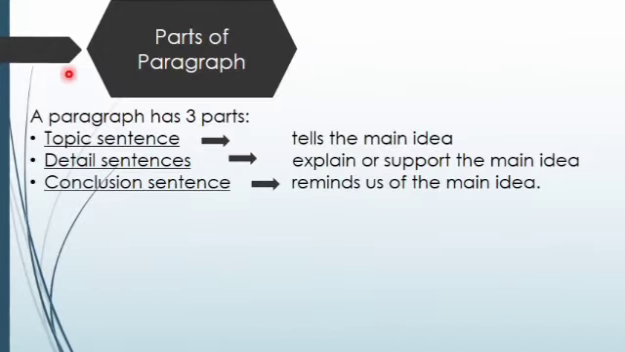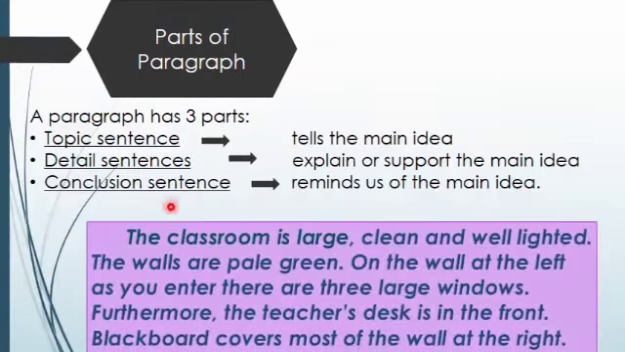Parts of a paragraph. So how many parts does a paragraph have? A paragraph has 3 parts. The first one is the topic sentence, which tells the main idea or what the paragraph is about. As in the example, "The classroom is large, clean, and well lighted" is the topic sentence. That sentence tells us what the rest of the paragraph is about.